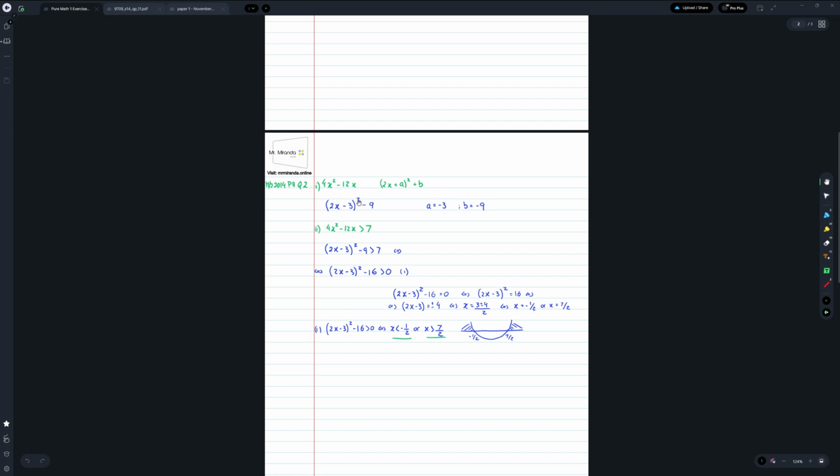Because if you would leave it like this, you would have 4x squared minus 12x plus 9. Well, you don't see there any 9, right? So you have to remove it yourself, and this is going to be your value of b. So a is minus 3, b is minus 9.